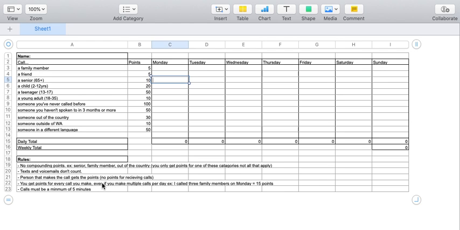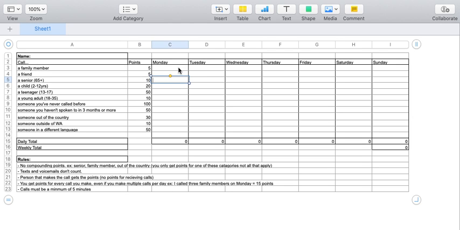We already talked about this other rule here. You get points for every call you make. So, for example, I called 3 family members on Monday. You get 15 points. Finally, you have to call someone for a minimum of 5 minutes. The whole point of this challenge is to actually check in with somebody, see how they're doing, maybe pray together. If you're just making quick little phone calls, we don't really believe you can actually connect with someone in less than 5 minutes. That's not the point of this challenge, and so in order for you to actually get points, you have to talk to somebody for more than 5 minutes.